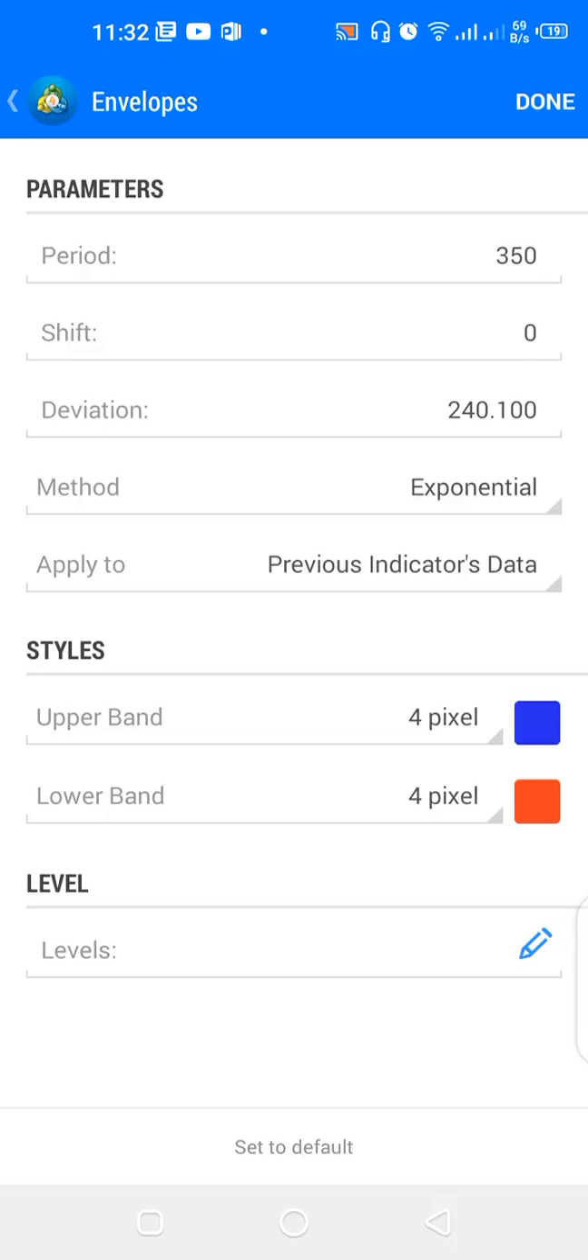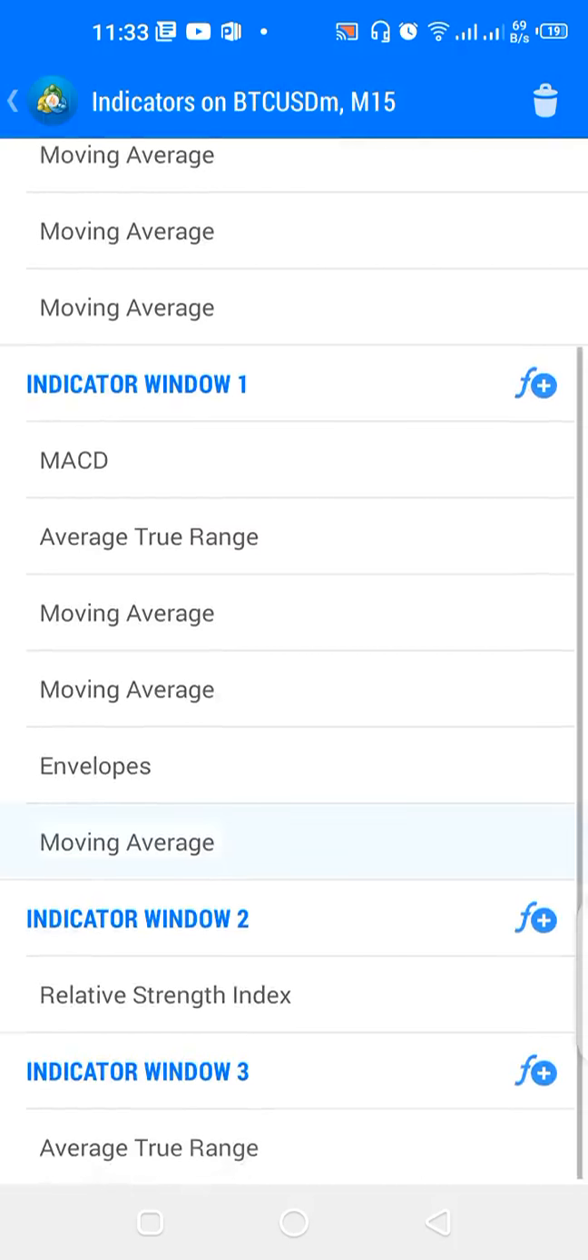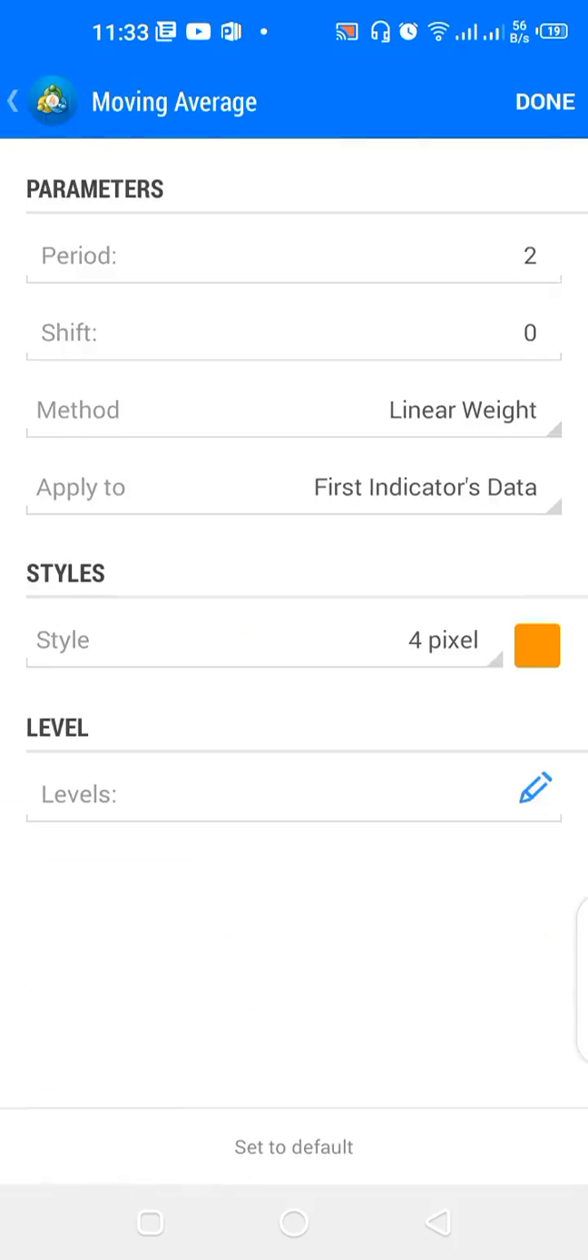The upper band color is blue, and the lower band color is red. Okay, the next one is moving average, period is 2, shift is 0, method is linear weighted, applied to first indicator's data, color is orange.